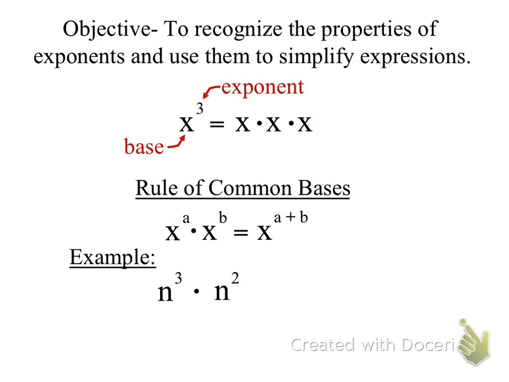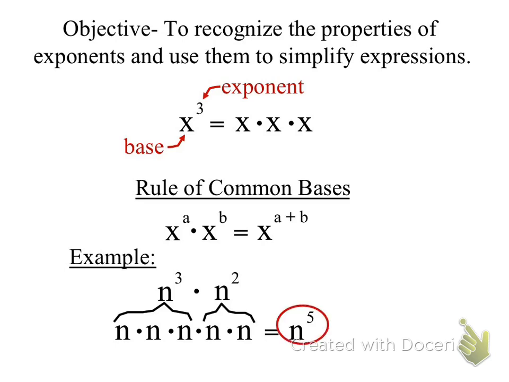So, for instance, when I have n to the third, this really means n times n times n. And when I have n squared, this really means n times n. So when you add them up, we end up having n to the fifth. So our shortcut here is really, if we have a common base, we add the exponents. If we have a common base and they're being multiplied, we add the exponents. Okay? Questions?